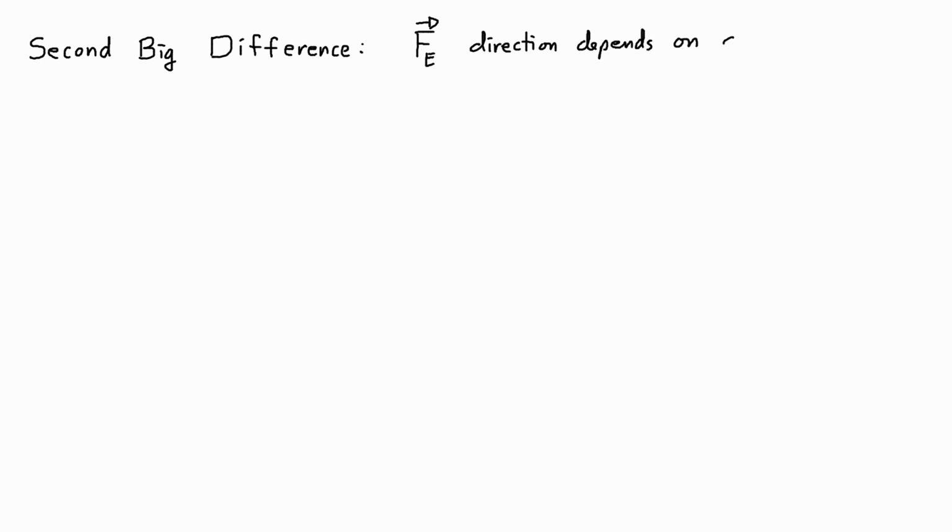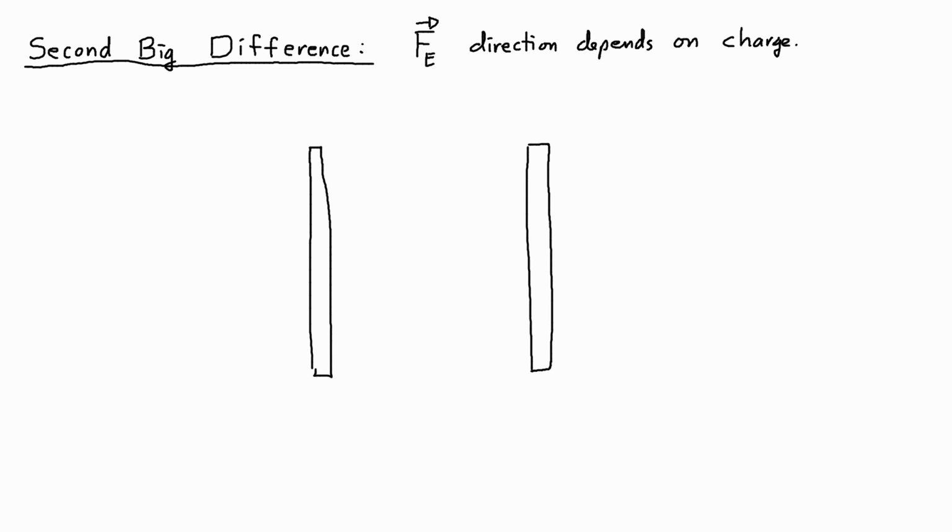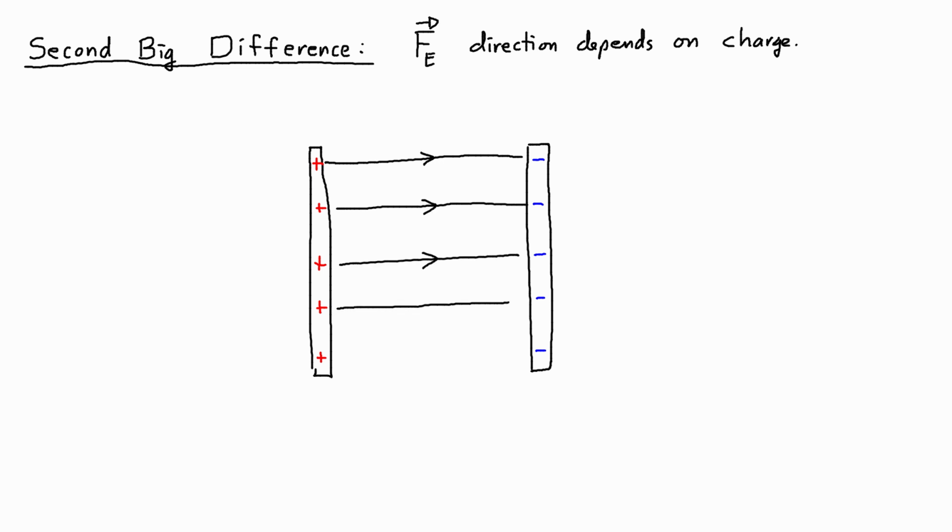The second big difference between projectile motion and the motion of a charged particle moving through an electric field is that the direction of the electric force depends also on the charge. If you have a positive charge going through a uniform constant electric field, then the force is in the same direction as the electric field. But if you put a negative charge in there, then the force is going to be in the opposite direction to E. So I have the same setup as before, and the electric field lines, remember, go from positive to negative. So the electric field is to the right.